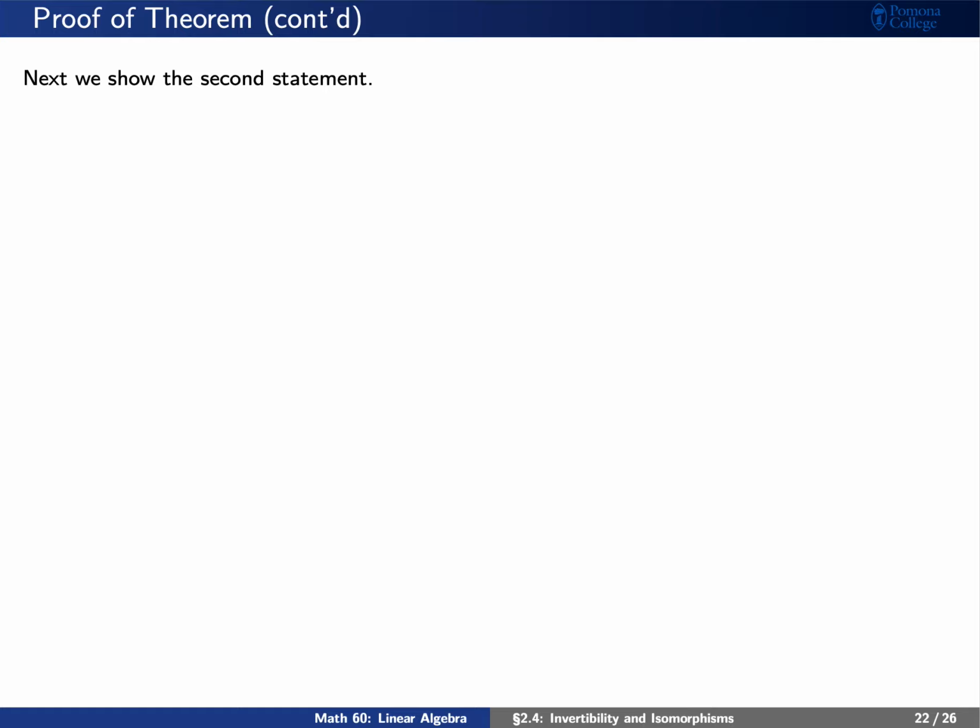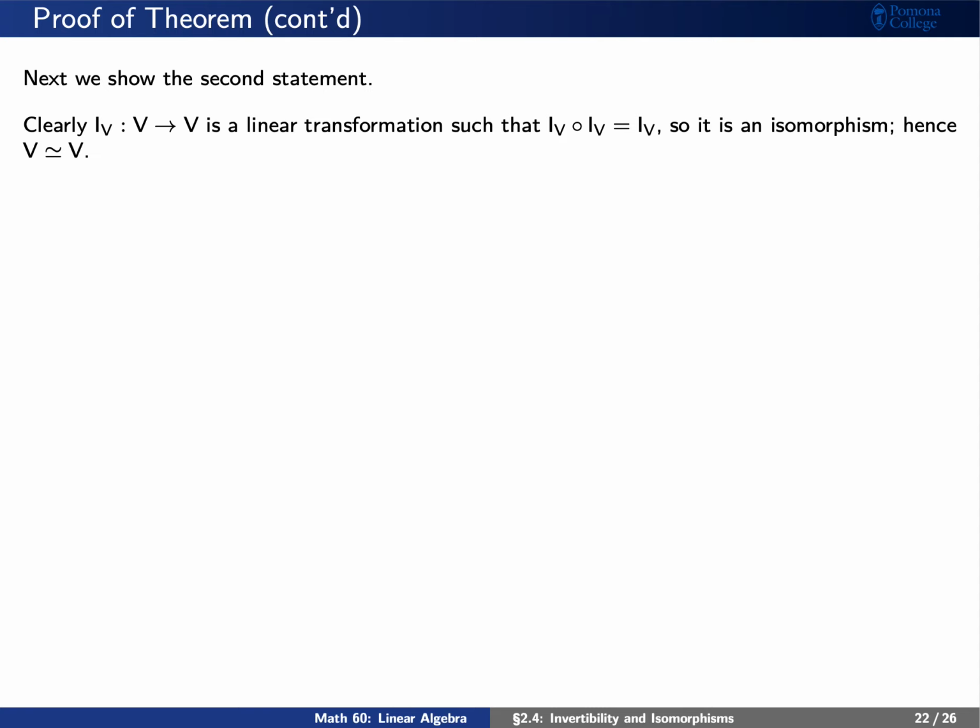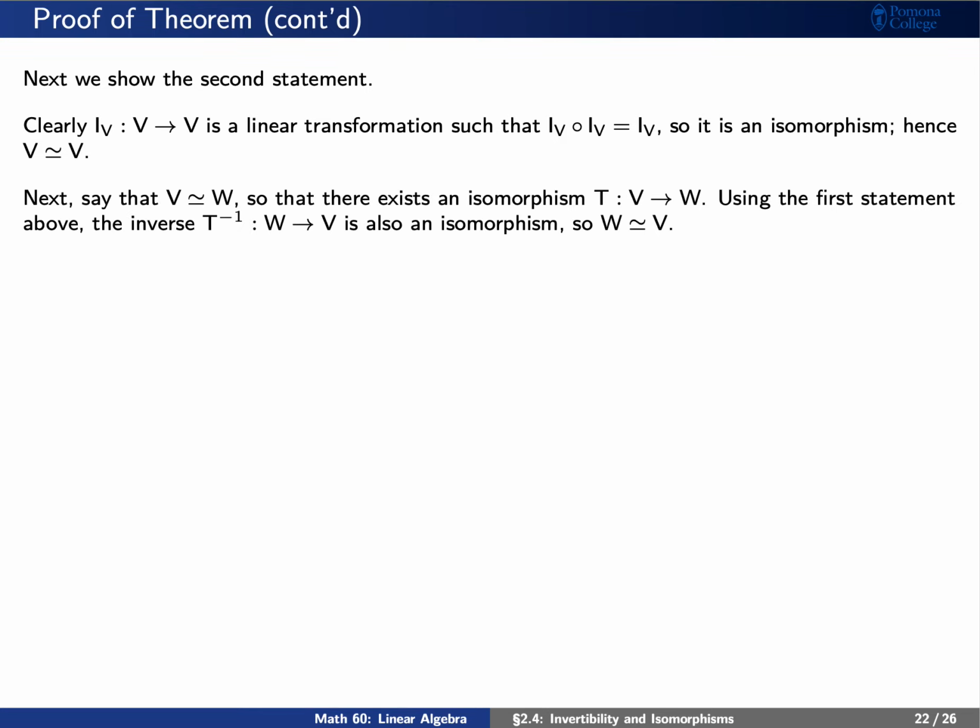Let's focus on the second statement, that we have our so-called equivalence relation. Well, the identity map is a linear transformation that is an isomorphism, so we see that a vector space V is always isomorphic to itself. Next, let's say that V is isomorphic to W. That means that there exists some isomorphism T going from V to W, but we've just seen that T inverse going from W to V is also an isomorphism. Therefore, W is isomorphic to V.